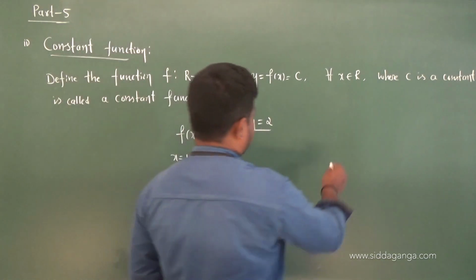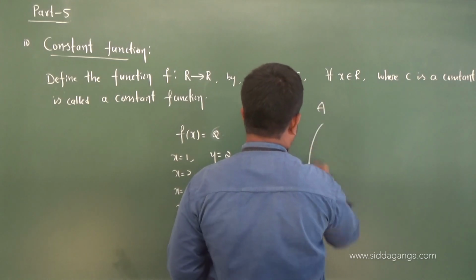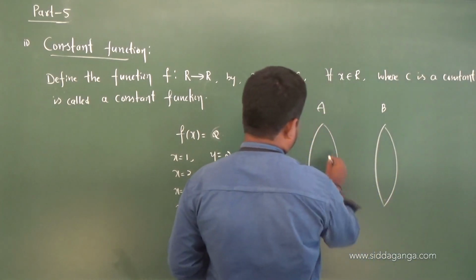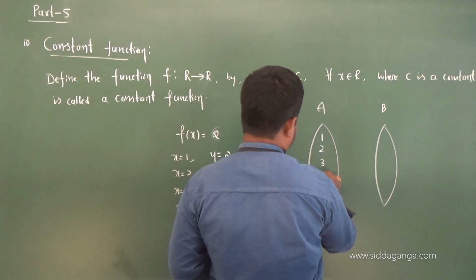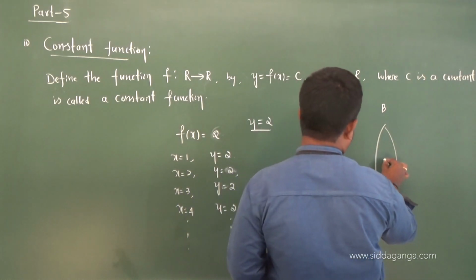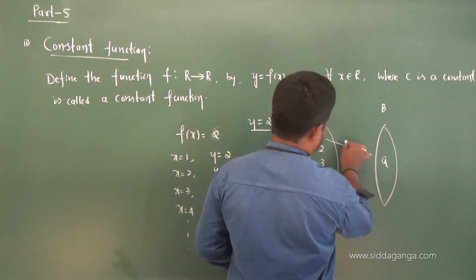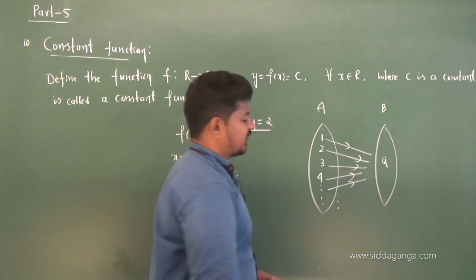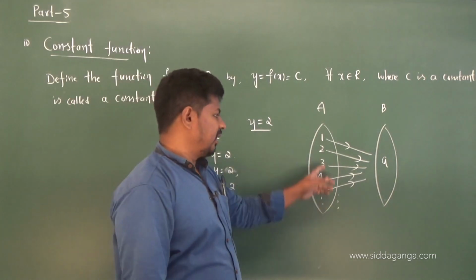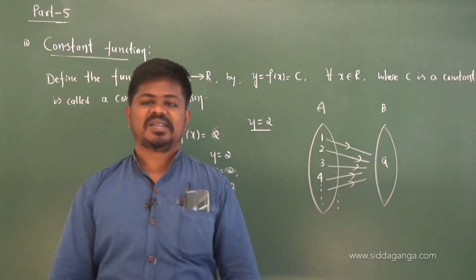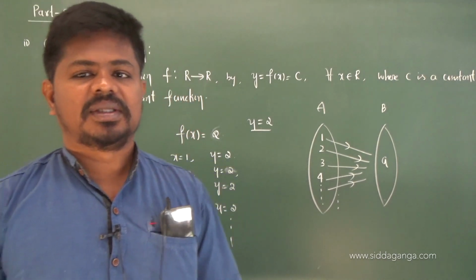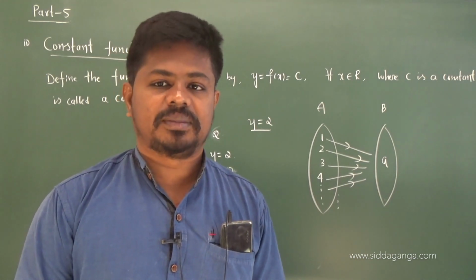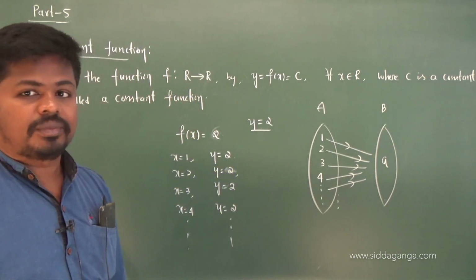For example, if set A is this and set B is this, set A contains infinitely many elements and B contains a single element a, then this is an example. For any domain value, the y value is the same, that is constant, that is what we take as a, or something else. So it is called a constant function. Hope you got it.